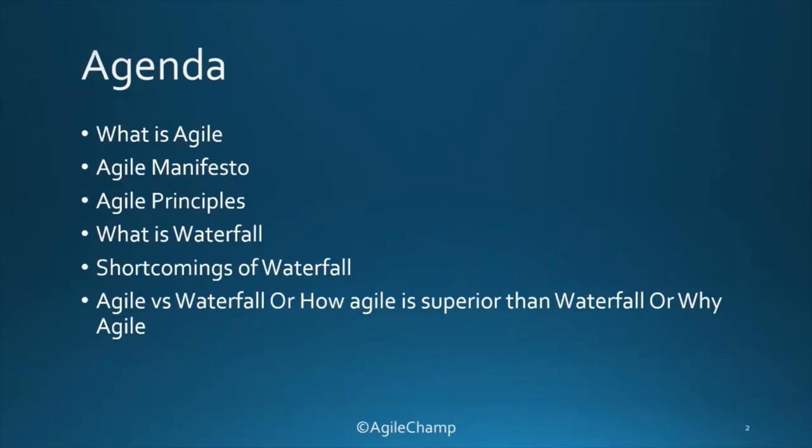Next is the best architecture, requirements, and design emerge from self-organizing teams. This principle says that skilled and motivated team members who have decision-making power take ownership, communicate regularly with other team members, and share ideas that deliver quality products. Next is at regular intervals, the team reflects on how to become more effective, then tunes and adjusts its behavior accordingly. This principle says that self-improvement, process improvement, advanced skills and techniques help team members work more efficiently as part of the continuous improvement.